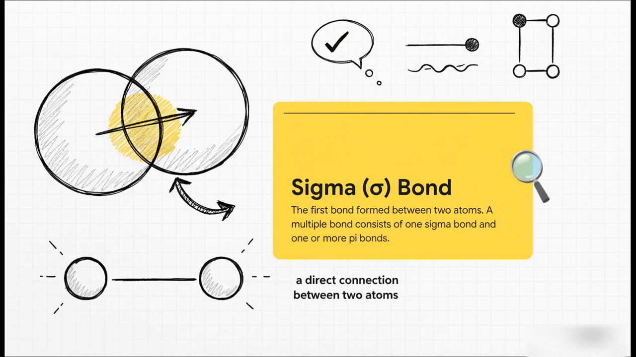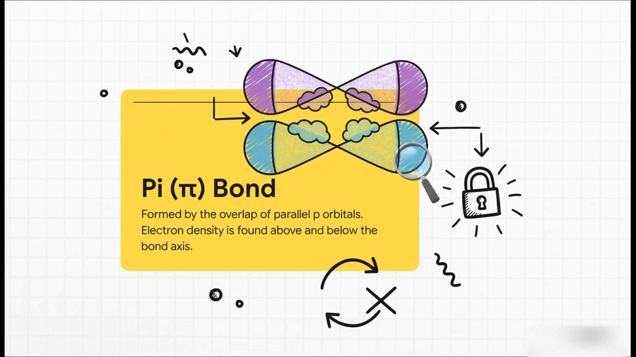It's the strongest type of covalent bond, and it's formed by the direct head-on overlap of orbitals. Just picture a straight line connecting 2 atoms. Now, this part is absolutely crucial. Every single covalent bond, whether it's a single, double, or even a triple bond, has one and only one sigma bond. It's the foundation. So, what about those double and triple bonds?